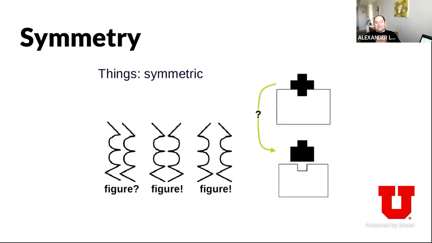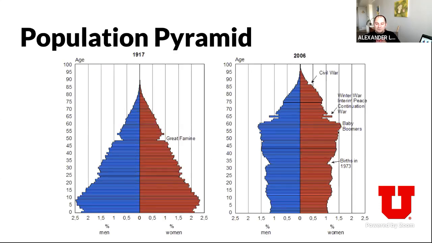We also enjoy things that are symmetric. We assume that things are symmetric. So for example, in the case with the cross here at the top, we would always assume that it is actually a cross and not the shape you see at the bottom. And if we have something that is symmetric, we assume that it is a figure. It's harder to see something as standing out as a figure if it's not symmetric. And we are good at spotting symmetry.